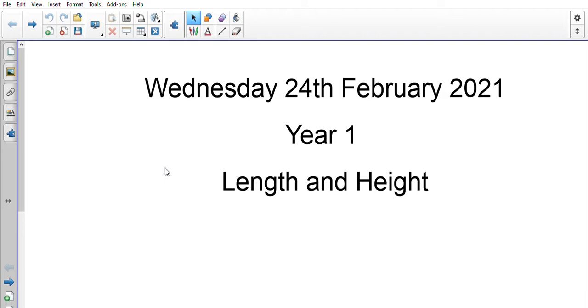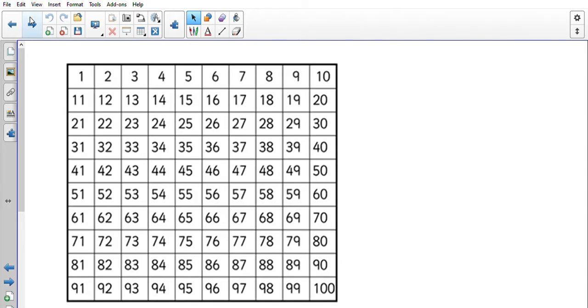Today we're going to carry on doing some measuring and we're going to be looking at length and height a bit more. To start us off, we're going to do a little bit of counting. We haven't done any counting for a little while. So we're going to count from 1 all the way up to 100. See if you can join in with me.